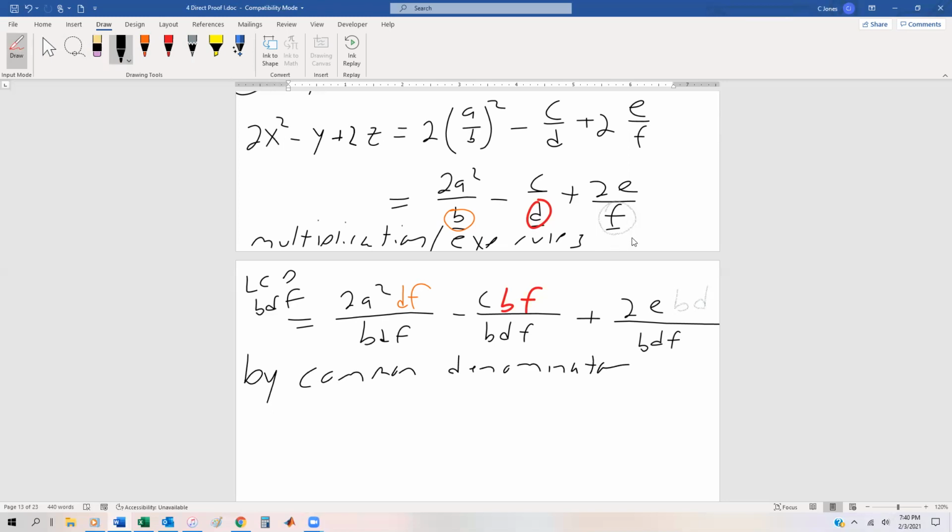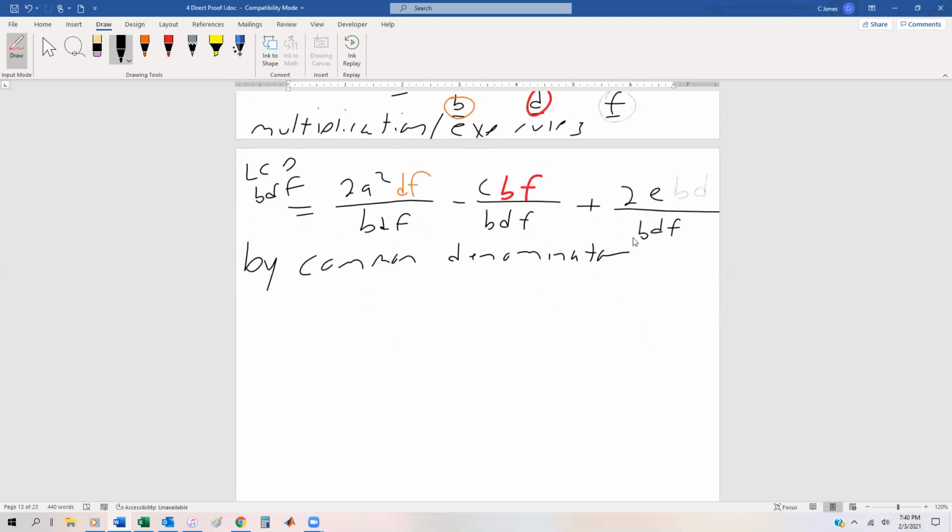Well, that means that now we can combine this into one big old fraction, and now we can rewrite this with a single denominator of BDF, and we have 2a squared df minus cbf plus 2ebd. And we could just say that's just by addition.